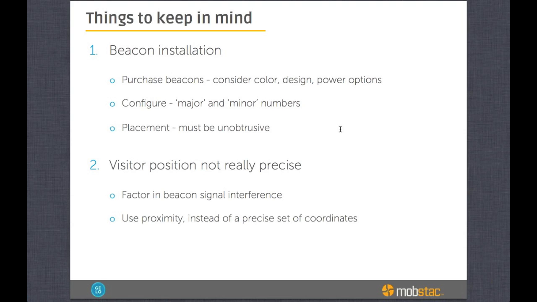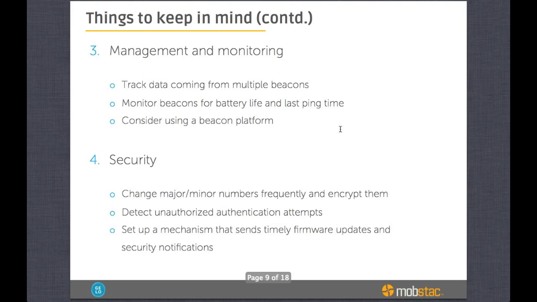And so we found that using proximity instead of a precise set of coordinates, and then being able to group exhibits and say, hey, this one beacon maps to these 3 exhibits, allows the app and the user experience inside the app to disambiguate and help the visitor know, okay, I see that I'm looking at these 3 objects. So that's what we recommend. Just keep in mind that visitor position is not really precise, so you've got to plan for proximity.